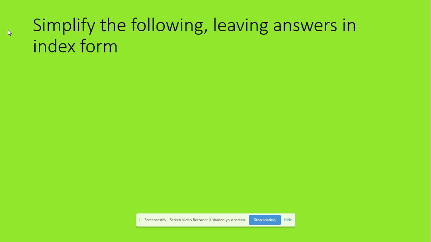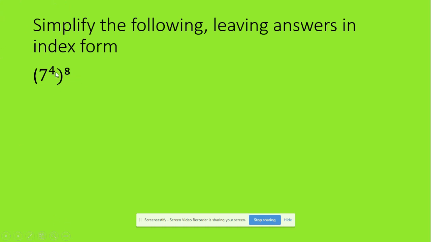Okay, so it says simplify the following, leaving the answers in index form. Always make sure whether you need to leave it in index form or answer fully. This one says index form. So we've got 7 to the power of 4, all to the power of 8.